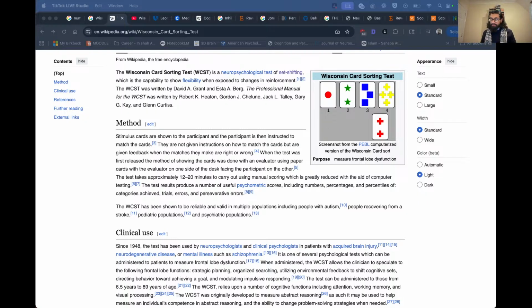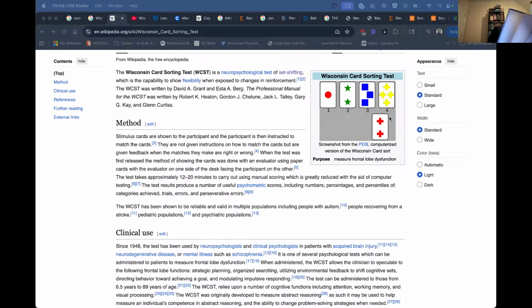So, for example, the most common type of test usually has cards, and the best way I can show you this is on the screen here. You have this white card with the red dot, a white card with two green stars, another white card with three blue squares, and a white card with four yellow pluses, and then a red card with two yellow pluses. The idea here is to see which ones match. So what I'm talking about is this.